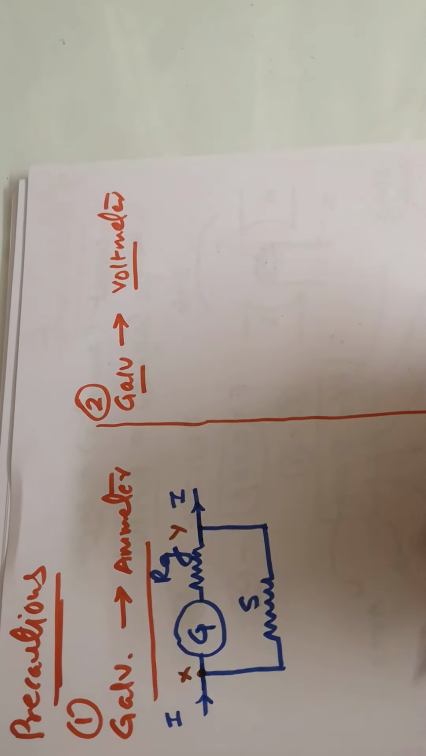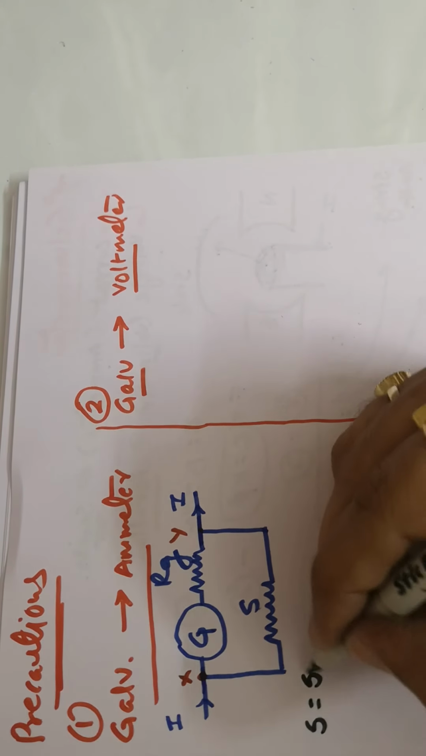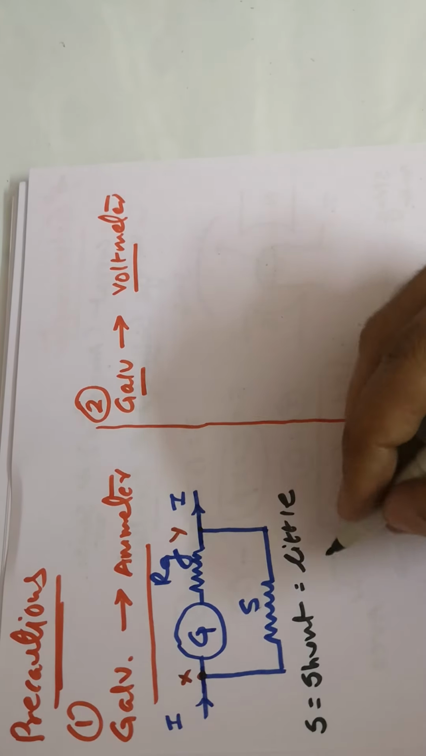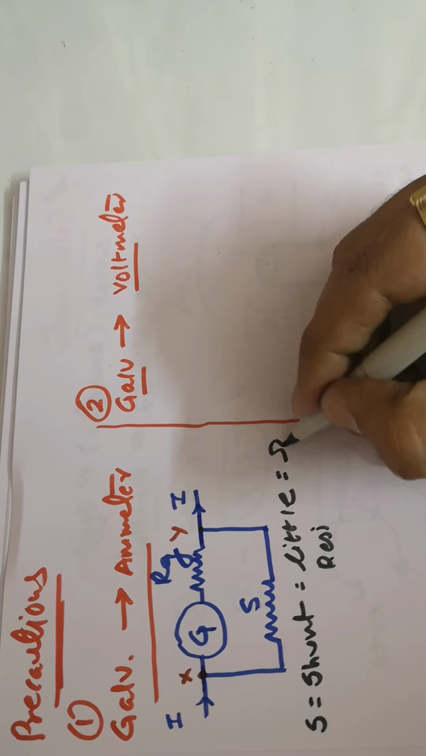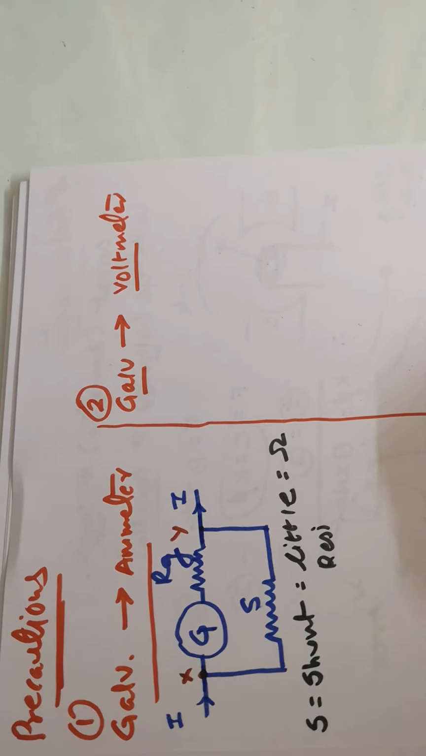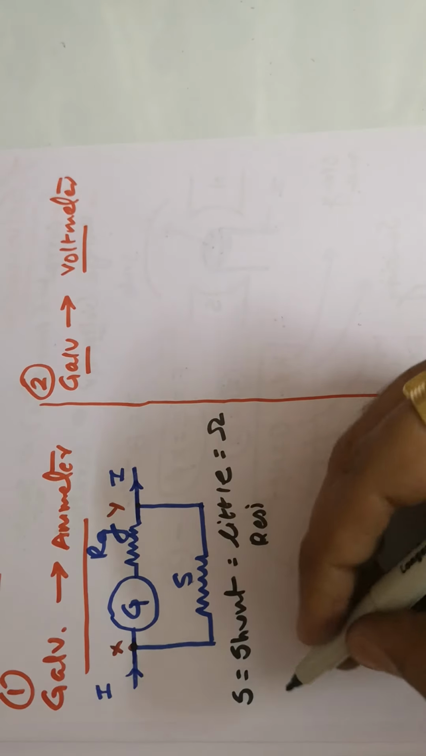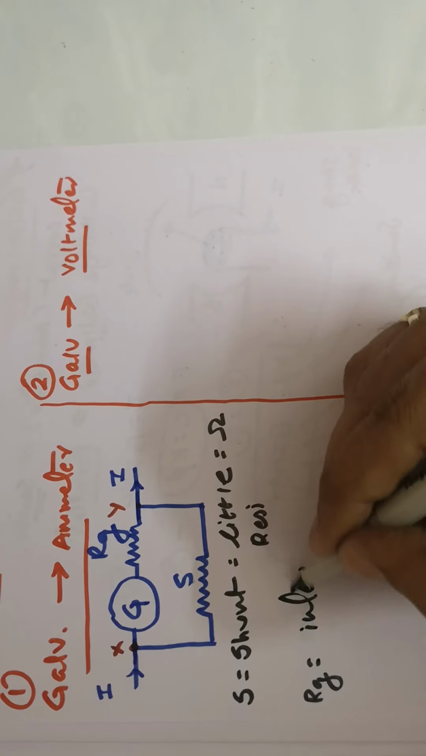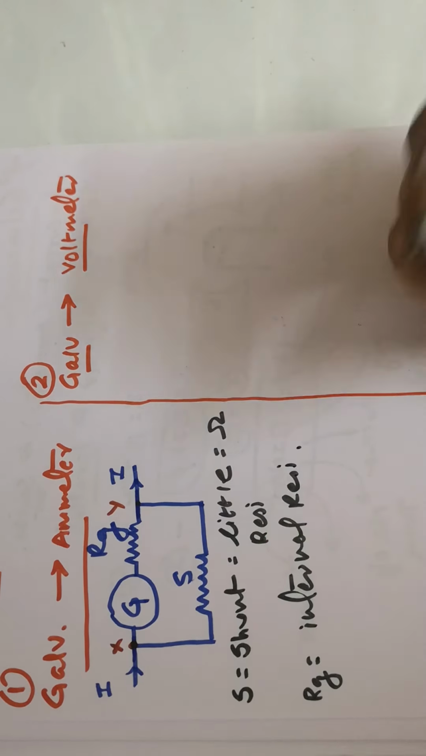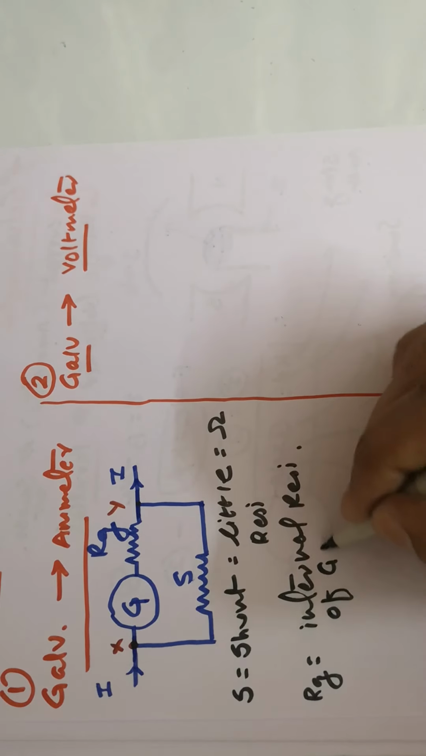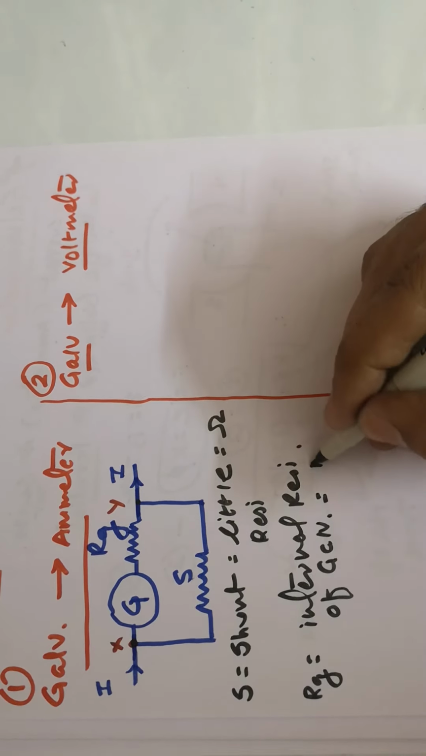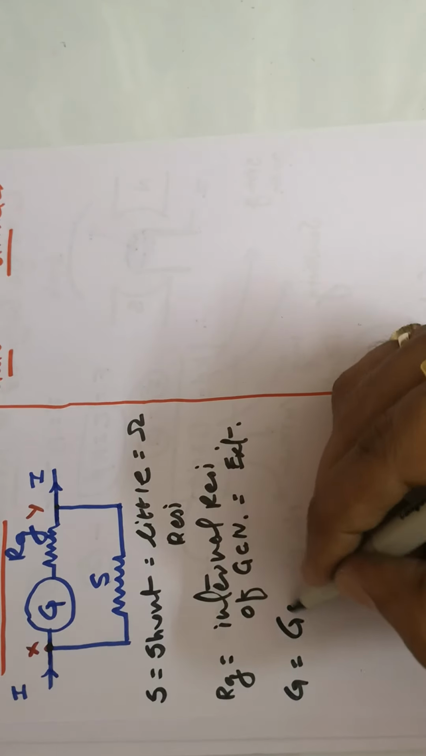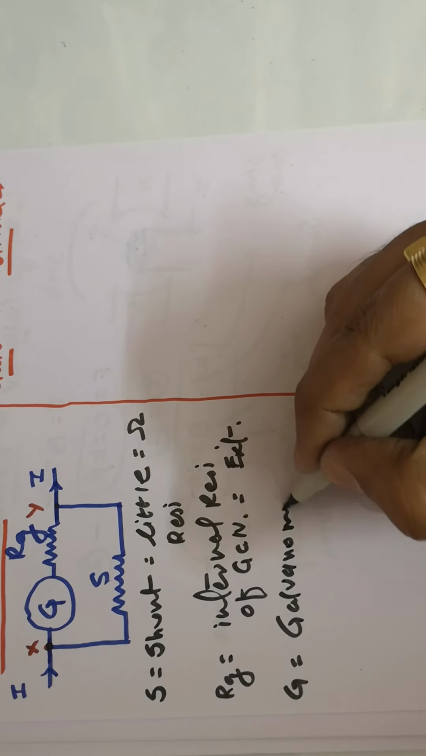So first of all, I am using S, which is called a shunt. It is a little resistance or low resistance. Sometimes they ask what the unit of a shunt is. It is ohm. It has the same dimensional configuration as our resistances. Our Rg is called the internal resistance of the galvanometer, or you can say external resistance as well. It is up to you. Capital G is called the galvanometer's resistance.